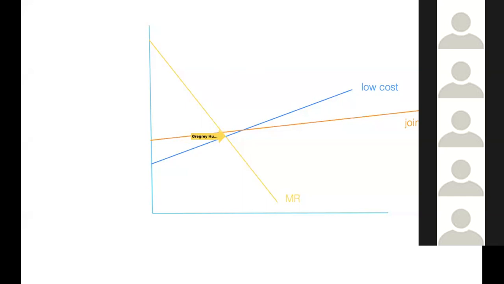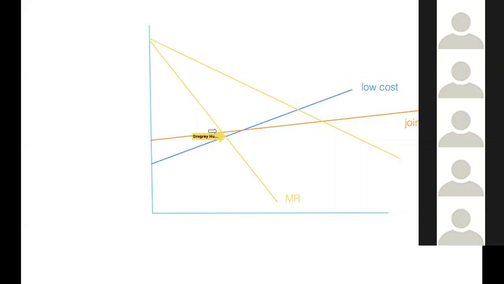But notice, and I'll draw one other picture. If we were at a crossing point over here, do you see what I mean, Danny? Yeah. So if we're at a crossing point over there, then the relationship is reversed. Then you end up with more output along the joint than you do along the low cost. So remember, whenever you're to the left of this crossing point, you want to choose to produce along the low cost firm's marginal cost curve. And when you're on the right side, that's when you want to produce along the joint marginal cost curve.